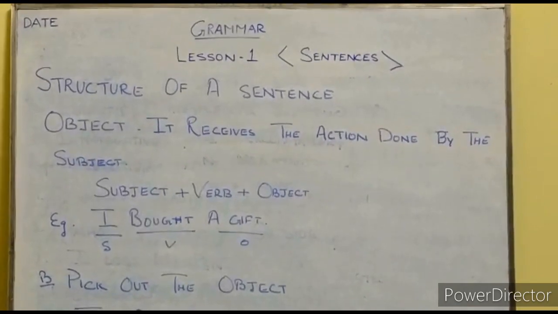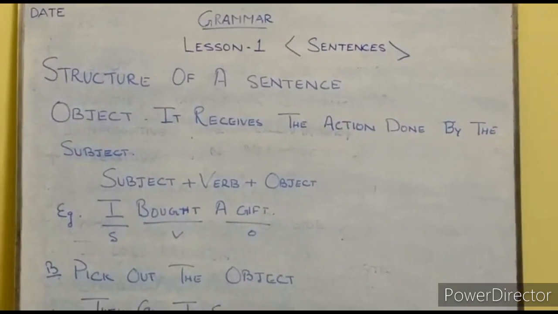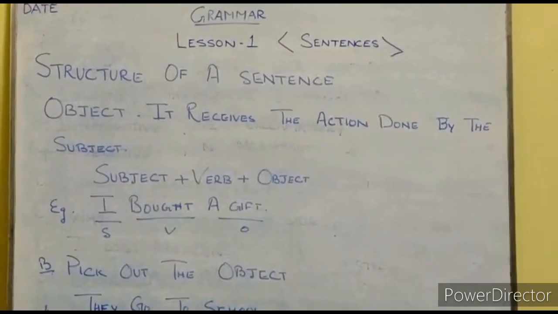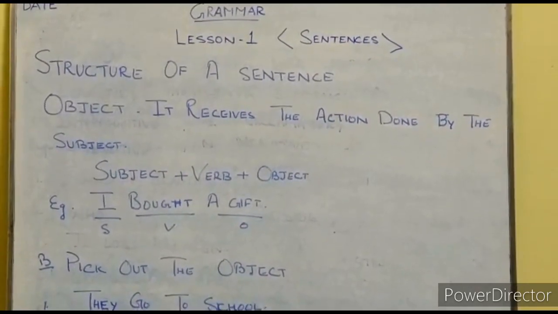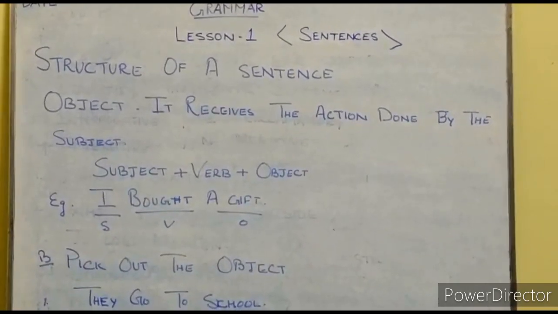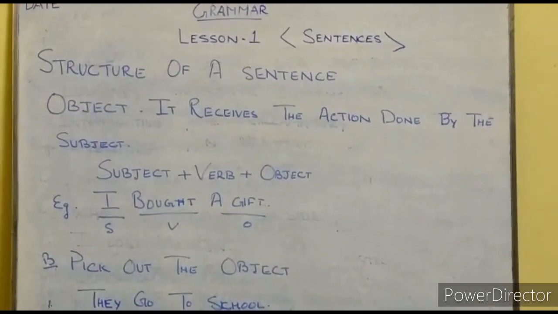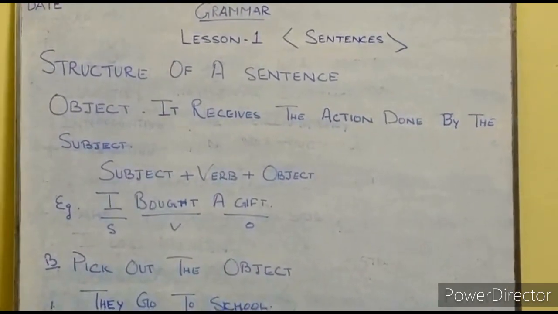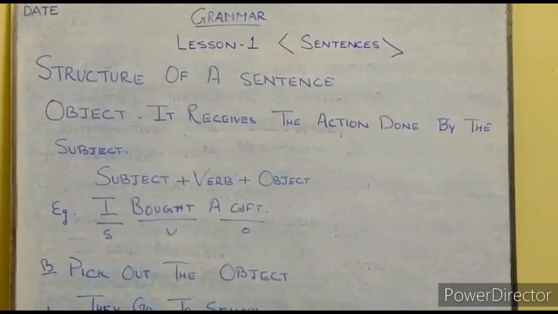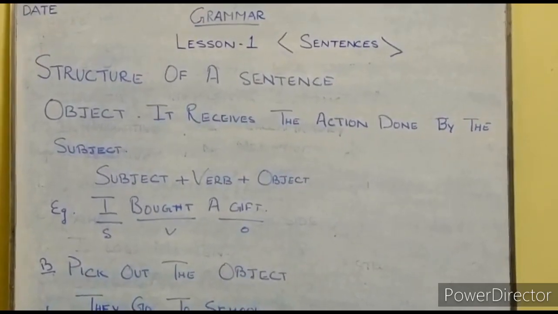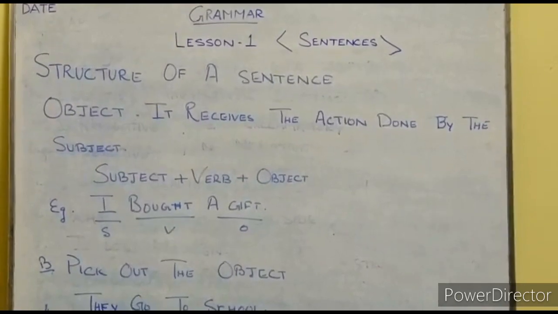I am repeating again. Structure of a sentence. Object, definition. It receives the action done by the subject. Subject plus verb plus object. It is the structure of a sentence. Example, I bought a gift. I is subject, bought is verb, and gift is object.